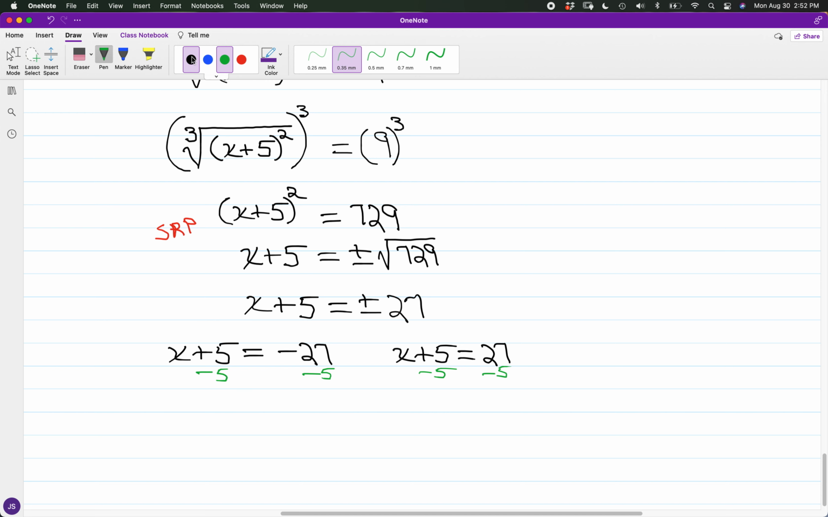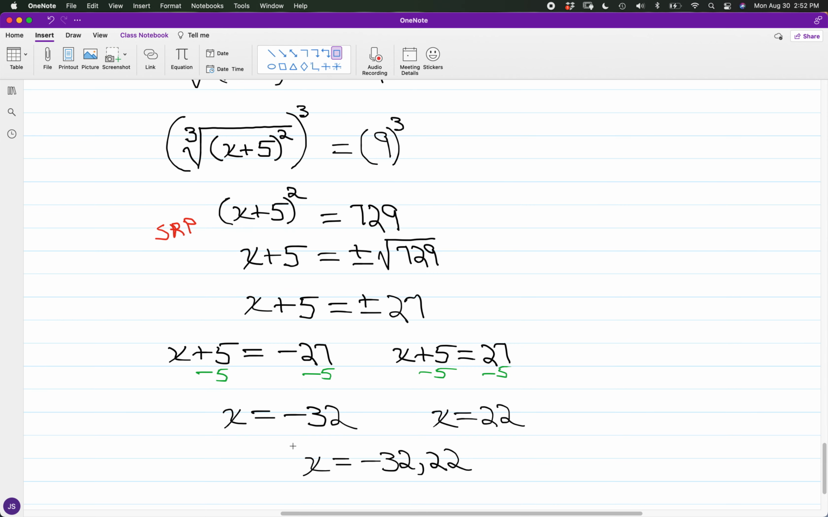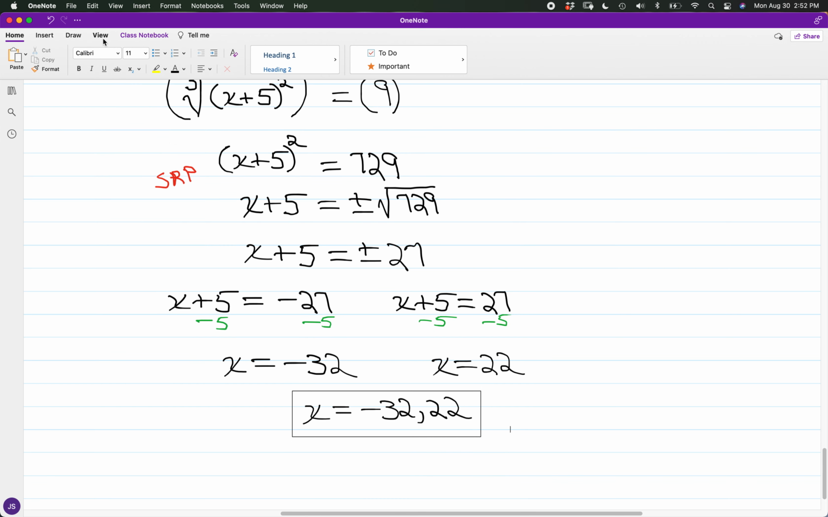And if I take 5 away from both sides in both equations, we have x is going to be negative 27 minus 5. So this is going to be negative 32. And for x plus 5 equal to 27, again, take away 5. And we're going to have the result that x is equal to 22. And so in these results, we'll have two solutions, once again, for x: negative 32 and positive 22.